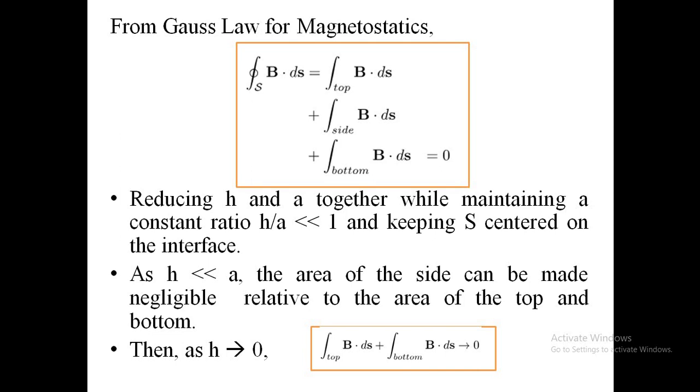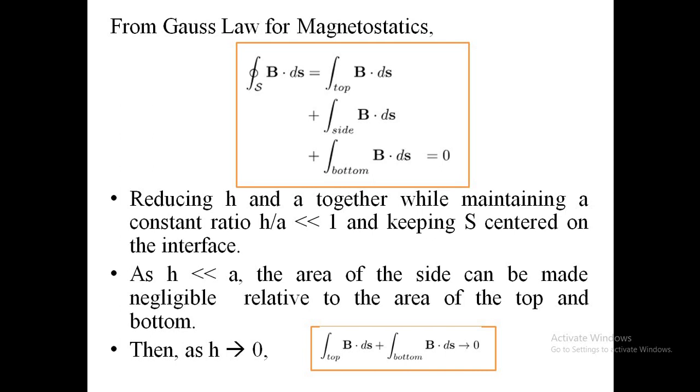From the Gauss law for magnetostatics, we can write the closed surface integral of B dot dS as the integral over the top region of B dot dS plus the integral over the side area of B dot dS plus the integral over the bottom area of B dot dS, which is the summation of all three integrals, equal to 0.